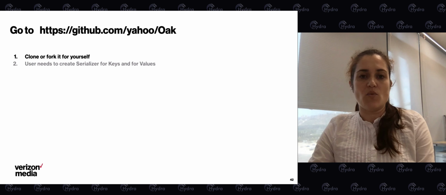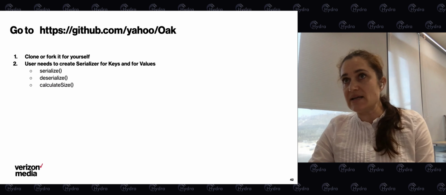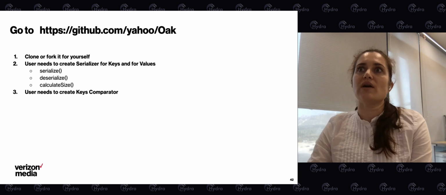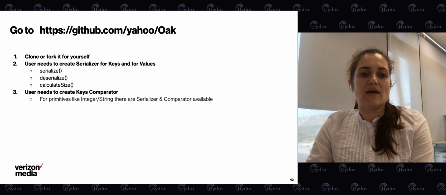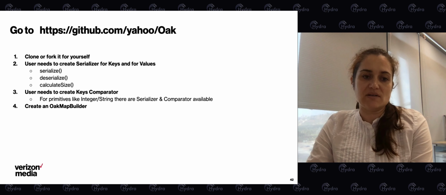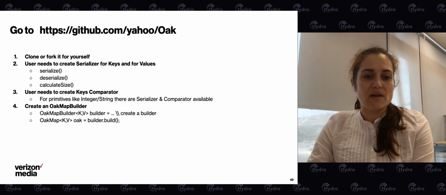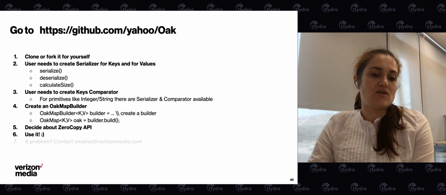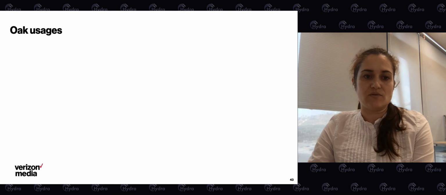So here's again the link to the open source. You can clone it for yourself. You will need to create a serializer and deserializer and calculate size, as we spoke, for your keys and for your values. You will need also to create the comparator for your keys, as we don't know what your keys are. We don't know how to compare them. Again, for the primitives, you have all those things already existing, and the builder needs to be created in order to create an Oak map, and then just use the builder's build method. You need to decide whether you would like to use the zero copy API or not, and just use it. And with any problem I would like to support, here's my email. You are welcome to write to me.